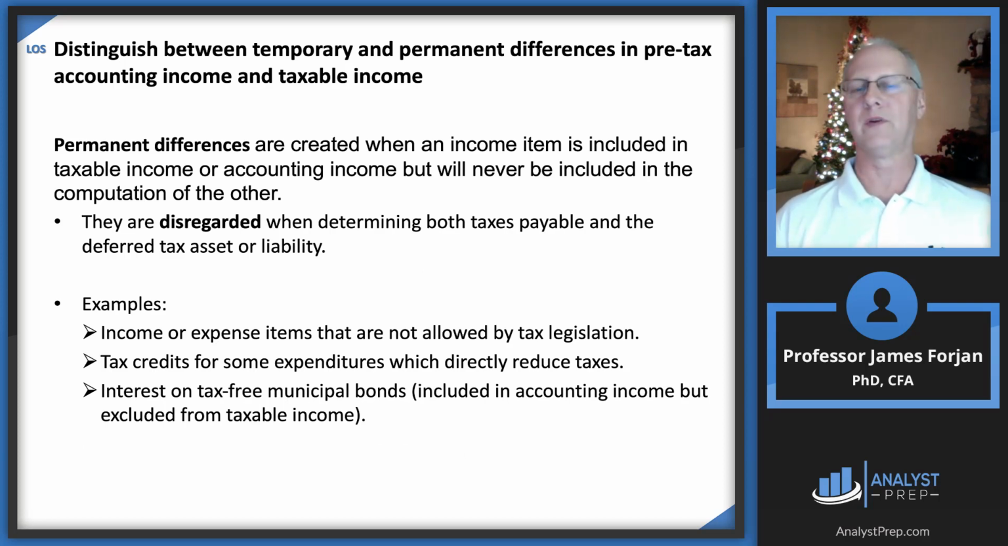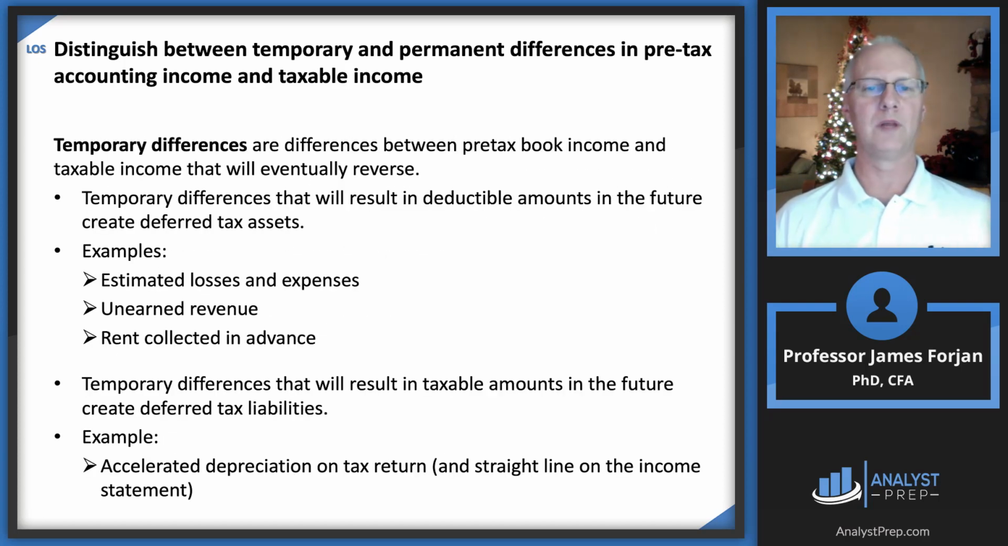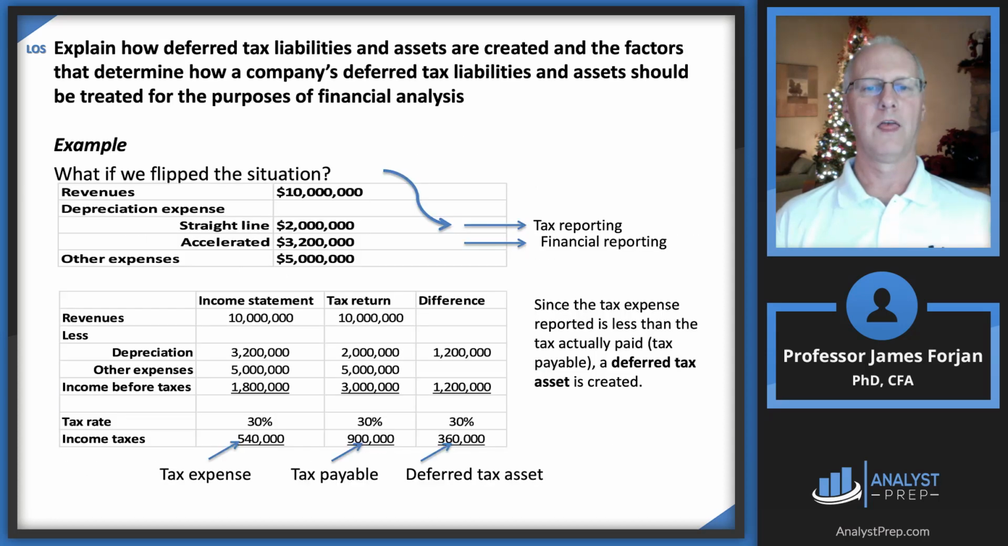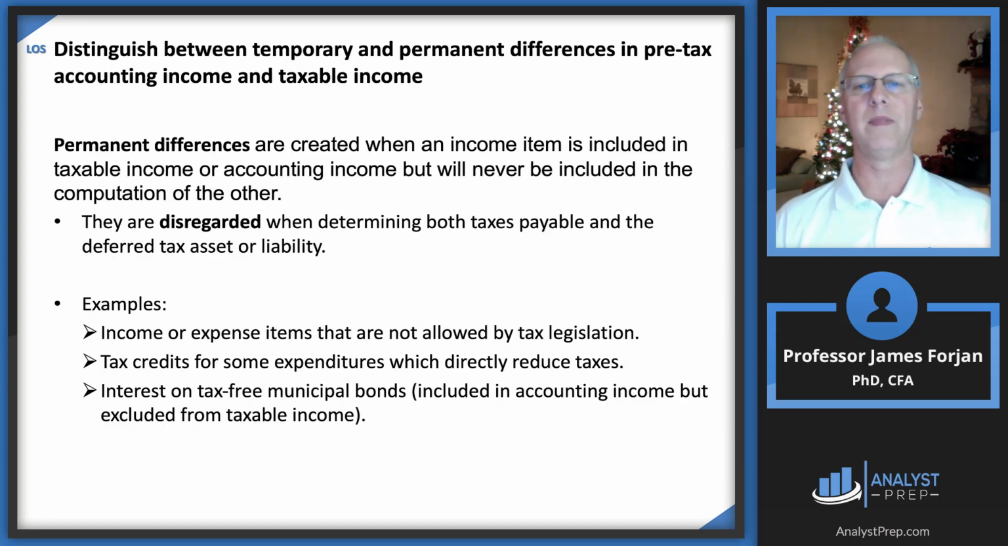All right, so permanent differences are created when an income item is included in taxable income or in accounting income, but will never be included in the computation of the other. So never. So let me just go back here really quickly. So sooner or later, when we've got the two methods of depreciation, if we don't sell the asset, and if we keep using the asset, those differences are going to resolve themselves. But if they do not resolve themselves, then they become permanent.